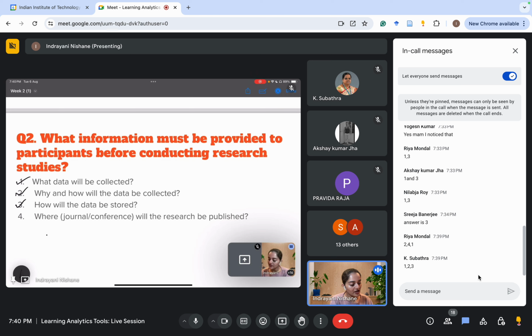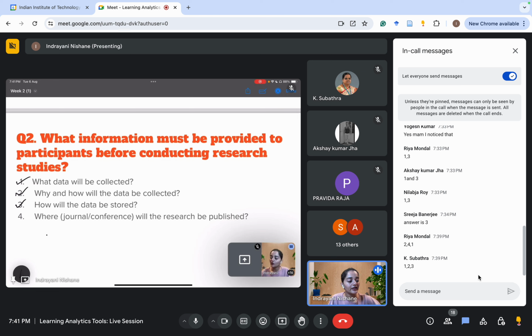Now option 4 is where the journal or conference will the research be published. Okay, so this is tricky, and many of us often get confused about this option 4. Do we need to tell participants where we will be writing our research paper, where that will be published, whether we'll be going for a conference, whether we'll be going for a journal? Won't that depend on what type of analysis we are doing? Even though the hypothesis and the study design, what data we are collecting, need to be decided beforehand. But what if that data has not helped or has not proven our hypothesis? So will our paper be worthy of a journal? No, it will not be.